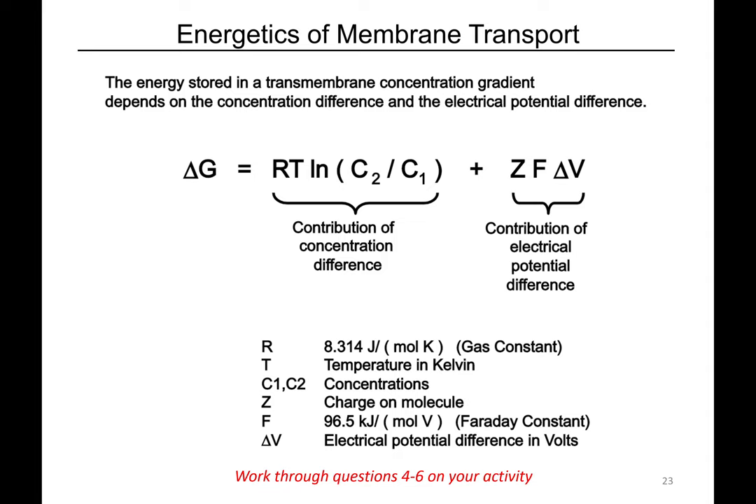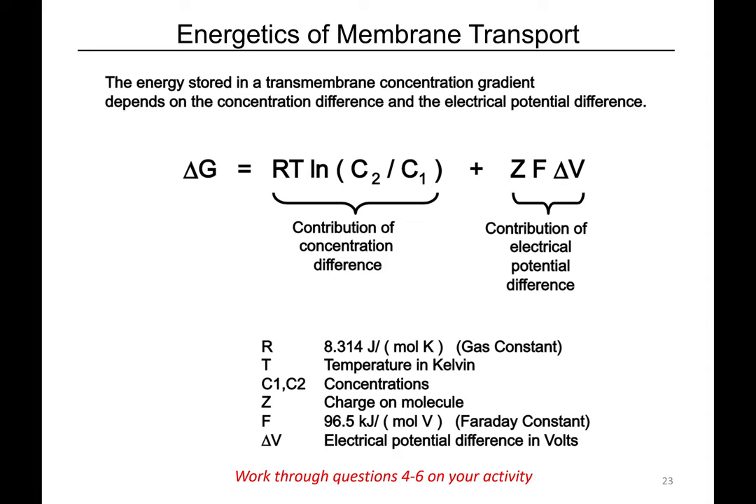okay? So C2 is the concentration outside in the inner membrane space. C1 is the concentration inside in the matrix, okay? You can easily calculate the energy it takes to move a proton against its concentration gradient using this part of it. The second part of it takes into account the charge gradient, the membrane potential, okay? Z is the charge of the molecule. It's a proton, so it's +1. F, again, is Faraday's constant, just like you saw. And delta V is going to be the potential of the membrane, okay?